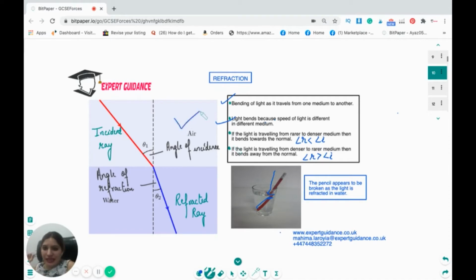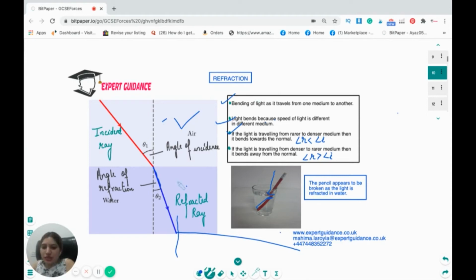So in this case, if you see in the diagram, the incident ray is going from air to the water. As it is entering the water, it is bending towards the normal. In this case, the refracted angle will become smaller. So the angle of refraction is less than the angle of incidence. But on the other hand, if the ray is traveling from a denser to a rarer medium, as soon as it goes into the rarer medium, it will bend away from the normal. In this case, the angle of refraction will be greater than the angle of incidence.